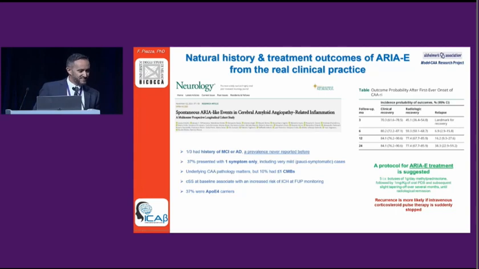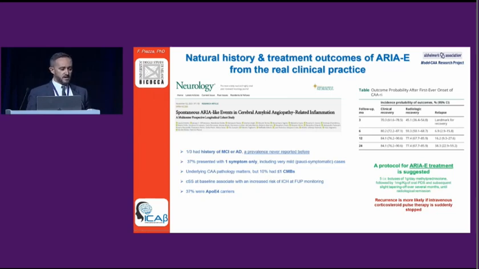One third of the patients had a history of MCI and AD, a prevalence never reported before in previous small case series or single case reports in CRI. We also found that 37% of the patients presented with one single symptom. So the more we know the disease, the more we recognize it, and the more we are able to detect it early, as in trials, when it is very mild or paucisymptomatic.